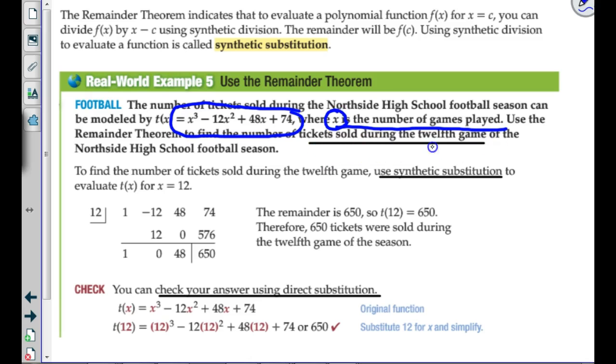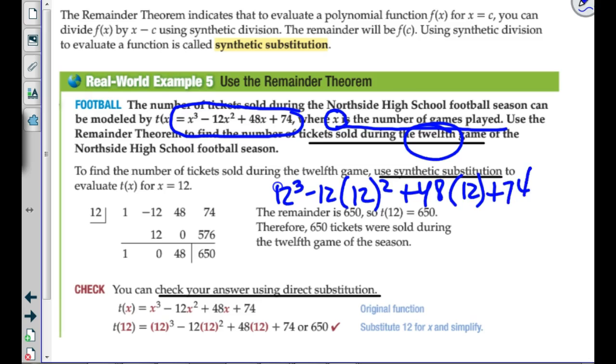So they want to know how many tickets were sold during the 12th game. We could put a 12 in here and type 12 to the third minus 12 times 12 squared plus 48 times 12 plus 74 to figure out the answer. Or you could do synthetic division, putting a 12 in.